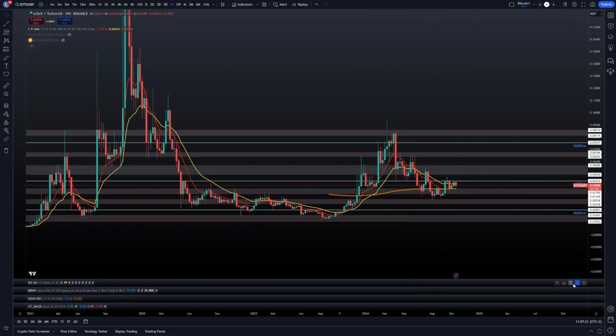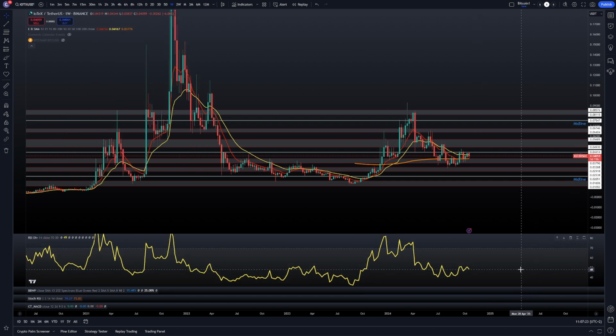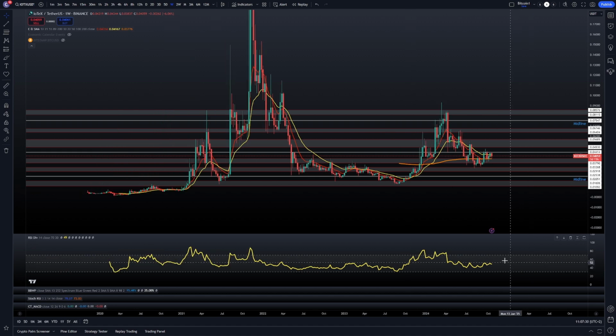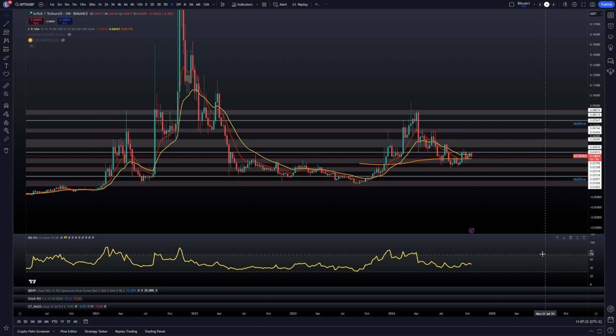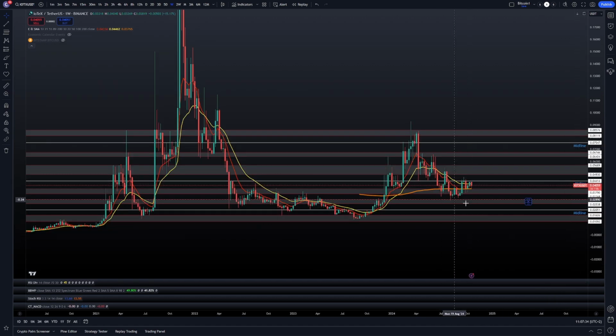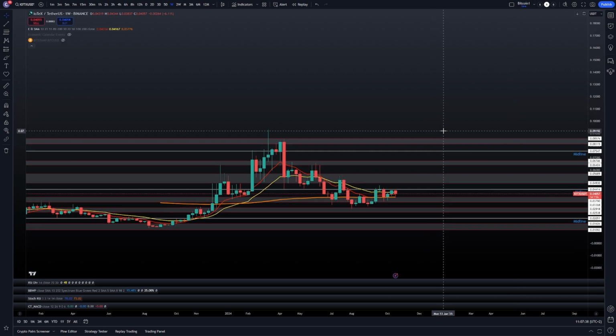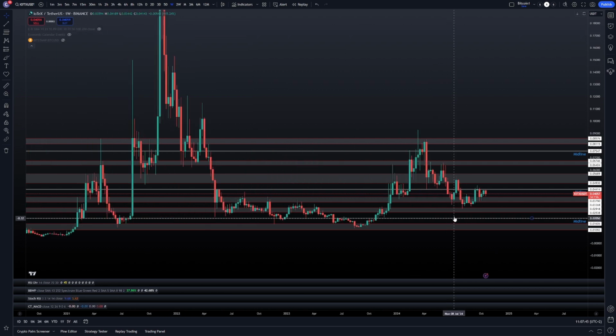RSI-wise, this thing is still in the mid zone, not in the bullish control zone yet. Looks interesting here to me. Not bearish, also not really bullish. This thing is just re-accumulating here. But I think I went over all levels to break, to hold, and potential entry. This is what I wanted to show here.